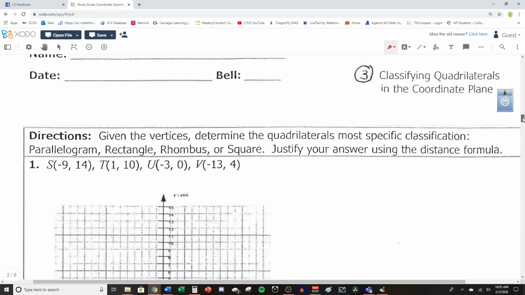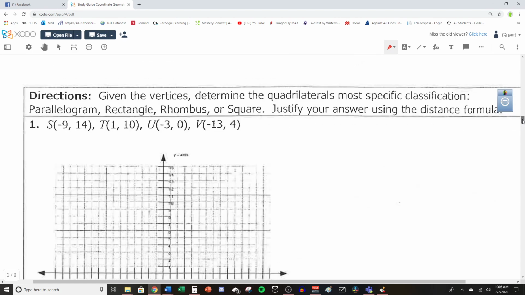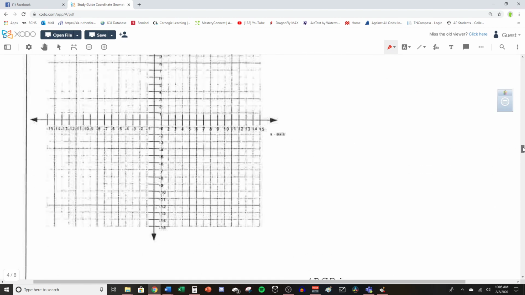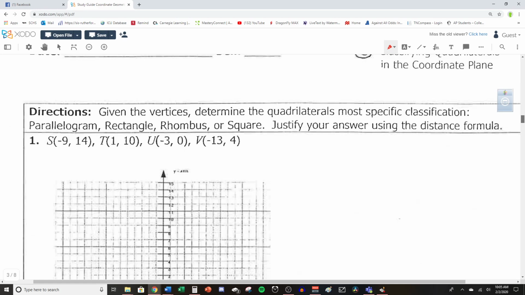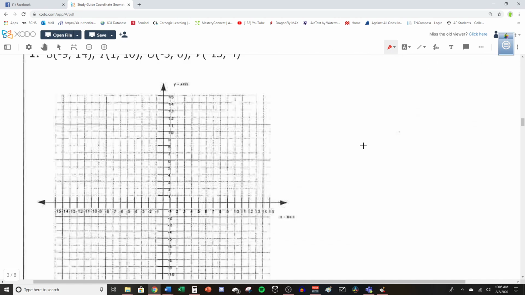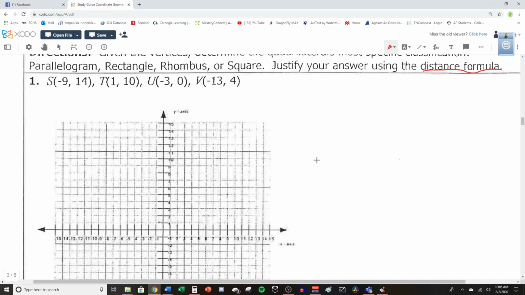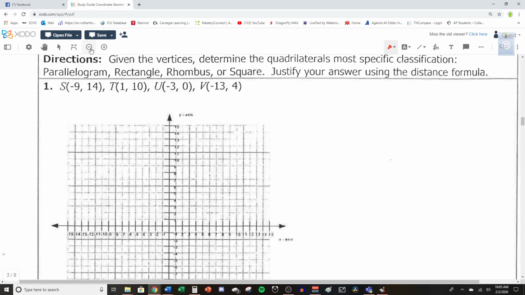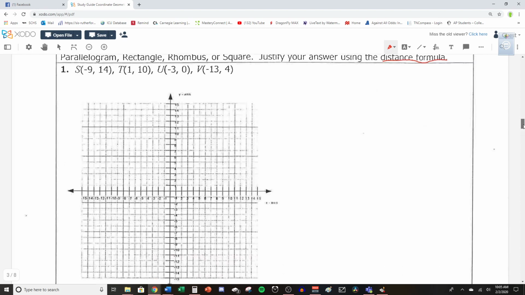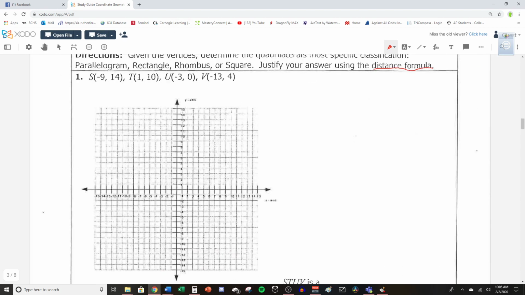So this is classifying quadrilaterals in a coordinate plane. This one does have quite a bit of work. We've got 4 questions that we're going to work here. Our goal is to look at whether the sides are congruent and whether the diagonals are congruent. It says use the distance formula, but we're going to be doing it using the Pythagorean Theorem to solve these questions. The first thing we want to do is zoom out a little bit, just so I can get plenty of space here to show this work. Let me zoom out just a little bit more.